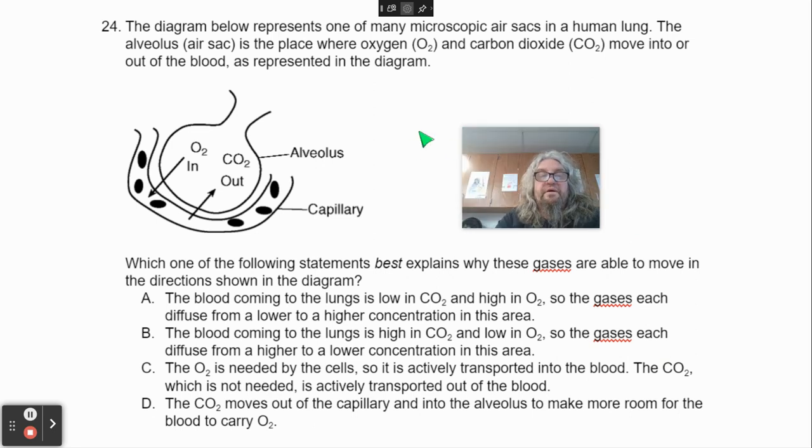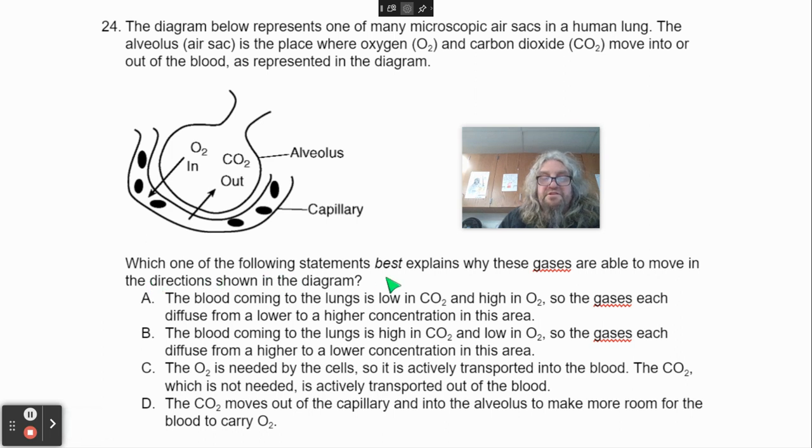Number 24. The diagram below represents one of many microscopic air sacs in the human lung. The alveolus is the place where oxygen and carbon dioxide move into and out of the blood. It's represented in this diagram. O2 into the blood, carbon dioxide out.